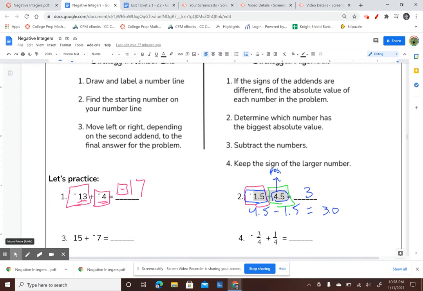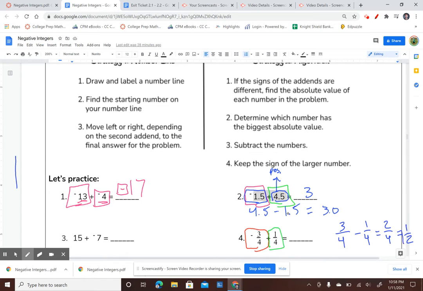Let's look at one more example here. Problem 4 says negative 3/4 plus positive 1/4. So again, here we have a positive and a negative number. So I know that I need to find the difference. Let's go ahead and do that to start. Think if I have 3/4 of a pizza, and then I eat 1/4 of those 3/4. I'm going to be left with 2/4, otherwise known as 1/2.